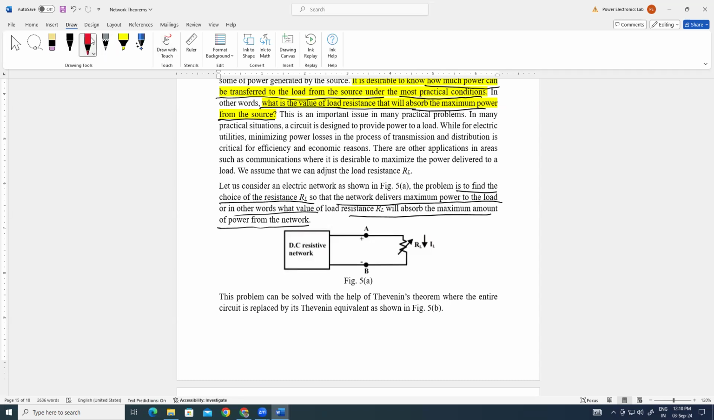We can see in this network there is a DC network including the source, and there is a load resistor here. We have connected the load resistor. This is your load. And the source is inside this DC resistive network. So power is being transferred from the source side to the load side. What will be the condition for the maximum power being transferred from source to load side, that we have to identify and analyze.